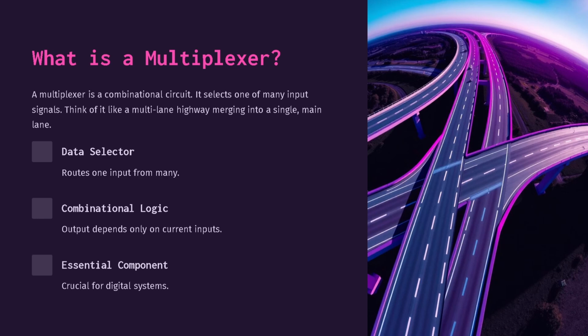We have other things like the data selector. So, in a multiplexer, we have a data selector. This routes one input from many. Then we have combinational logic. The output depends only on current inputs. And then we have the essential component, which is crucial for digital systems.